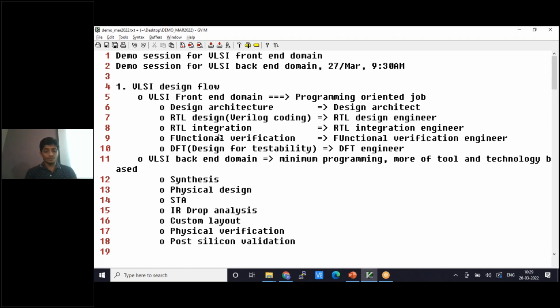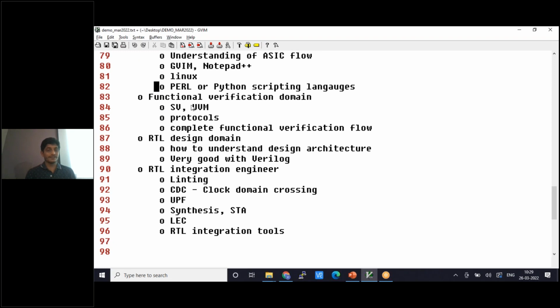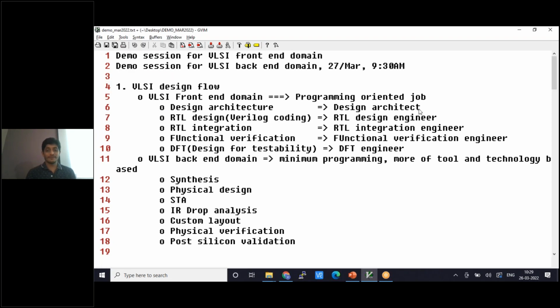Now, you may ask why I didn't talk about RTL design architecture. Generally, design architecture is done by a person with at least 15+ years of experience, so as a fresher, you should not even think about architect. That is ruled out for you. A design engineer generally has 2+ years of experience. RTL integration is again 2+ years. Verification engineer is 0+.